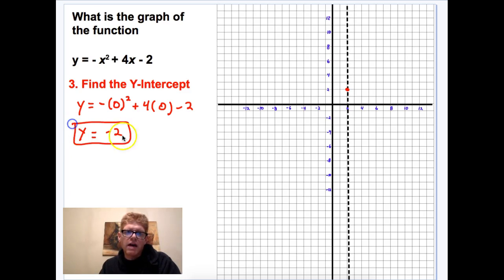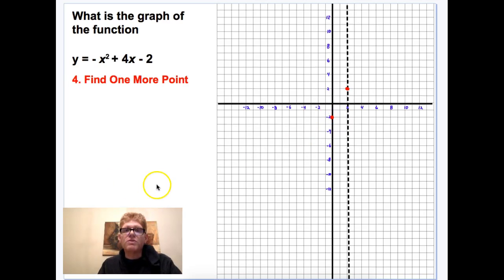So our y-intercept is going to be the place where it locates on the axis, (0, negative 2). And then we'll graph that on our coordinate grid. So at 0 for the x-axis, the y value is going to be negative 2. There's our point. So we just need to find one more point, and we need to find one that's on the same side of the axis of symmetry as the y-intercept. So we need to find one on this left-hand side.